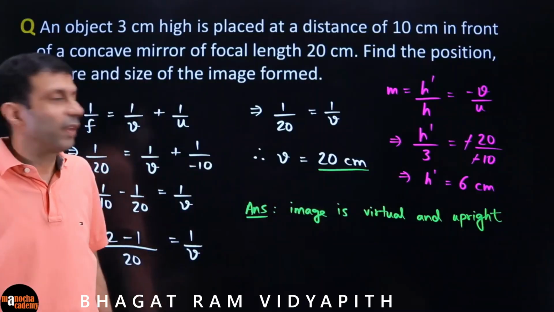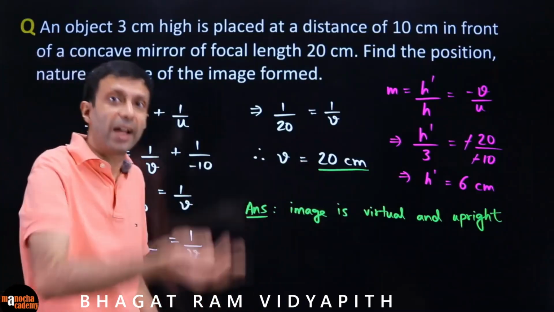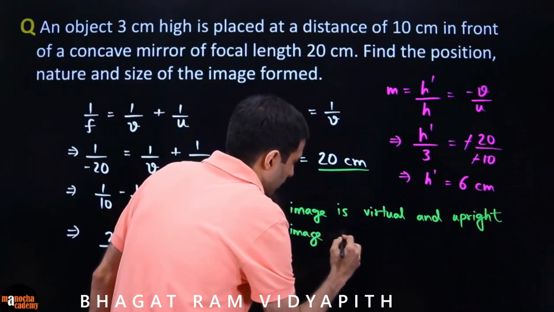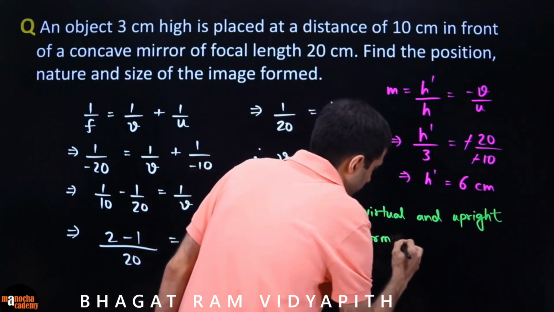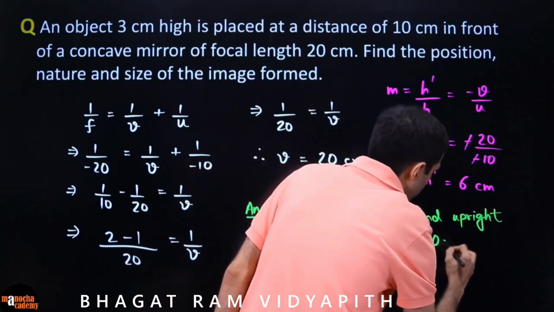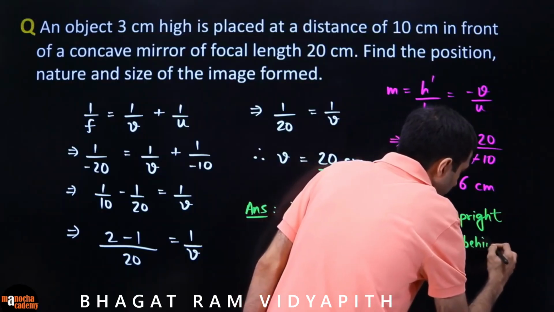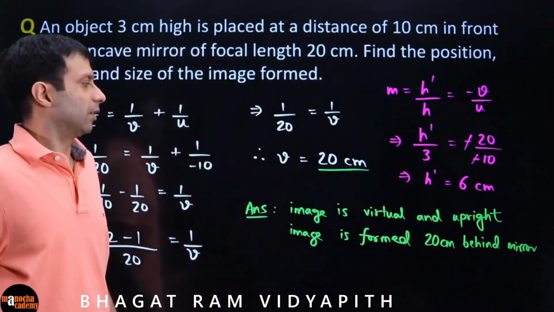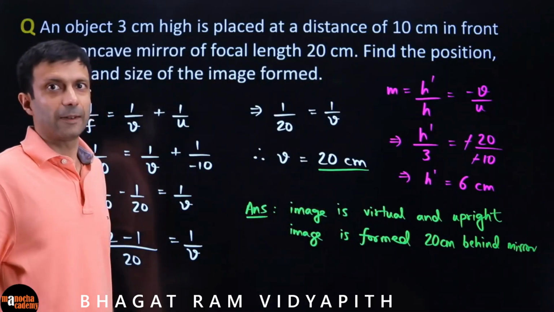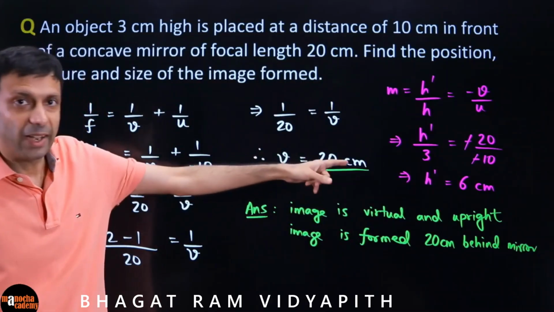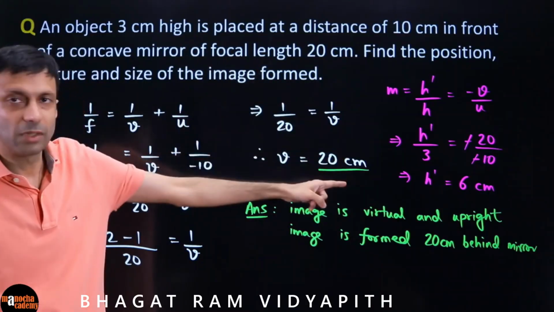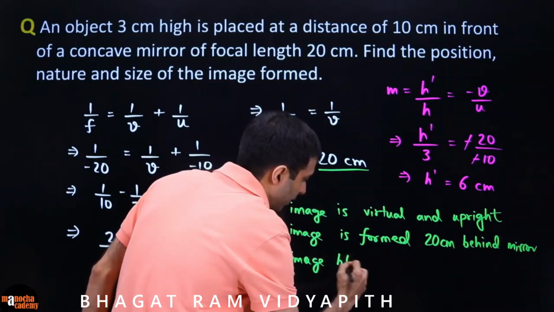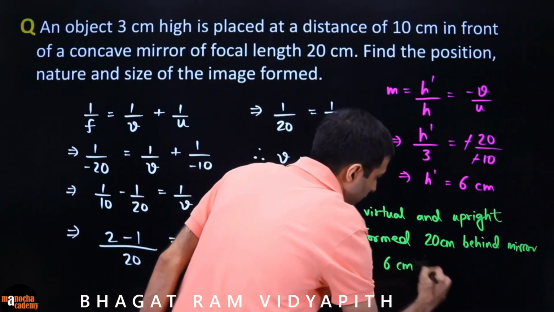So this is clear. Then what we can say is, the image is formed 20 centimeters behind the mirror. That is the placement of the image. And what else here? So these things we have got. And the last thing, size of the image. It is magnified and in fact double the size, right? Object was 3, image is 6. So the image height is 6 centimeters, which means it is magnified.